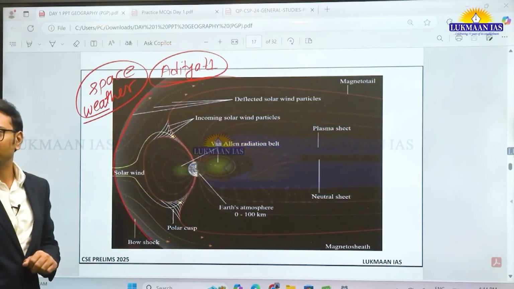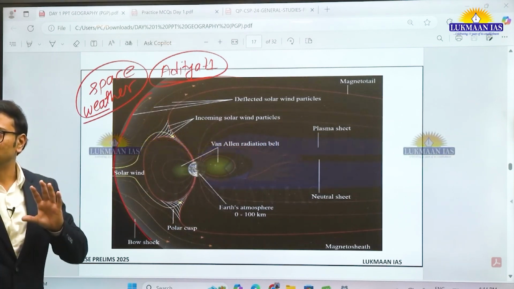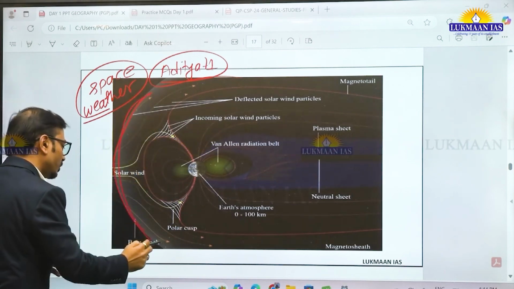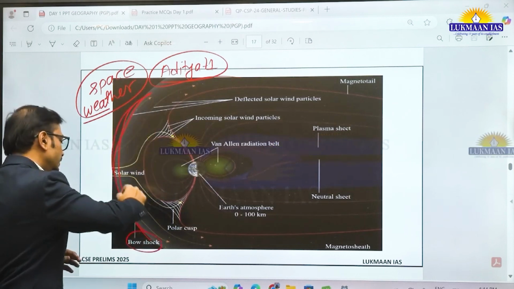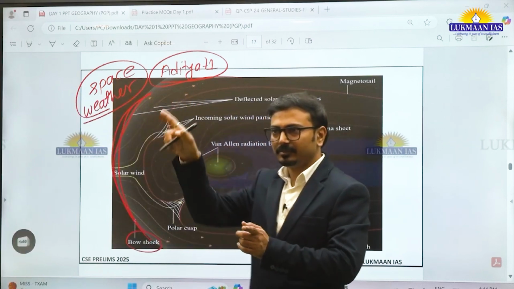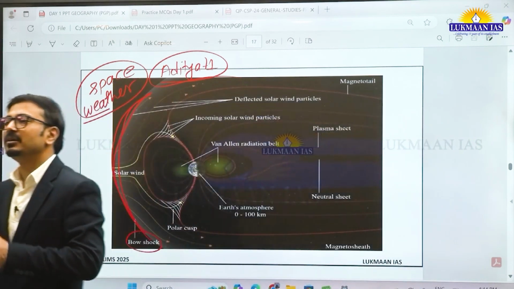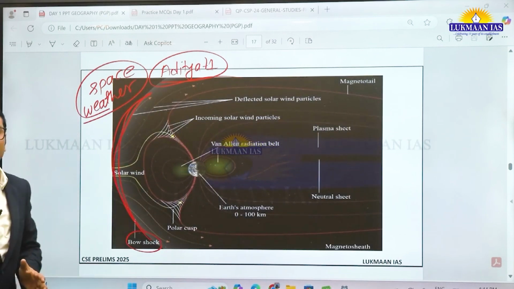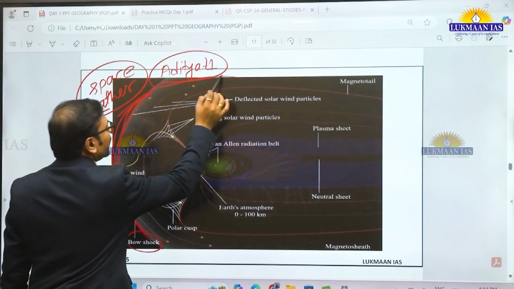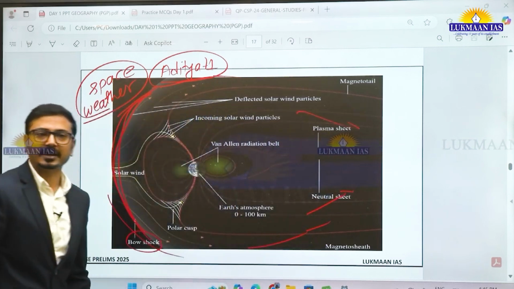It is a kind of shock to the solar winds, and this region is called the bow shock. It looks like a bow and arrow shape, that's why bow shock. So these plasma particles are facing opposition, obstruction here. Now after facing obstruction, most of the particles will try to move along the boundary of this bow shock and move away from this particular magnetosphere.